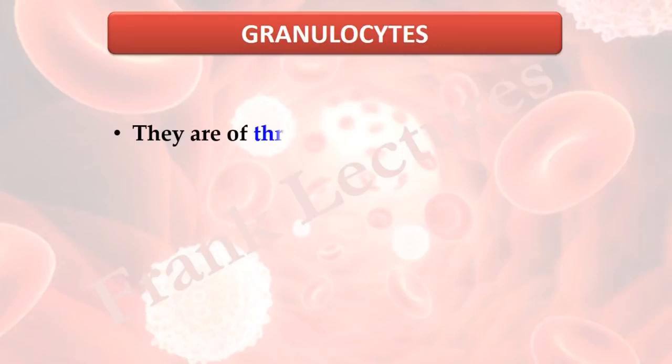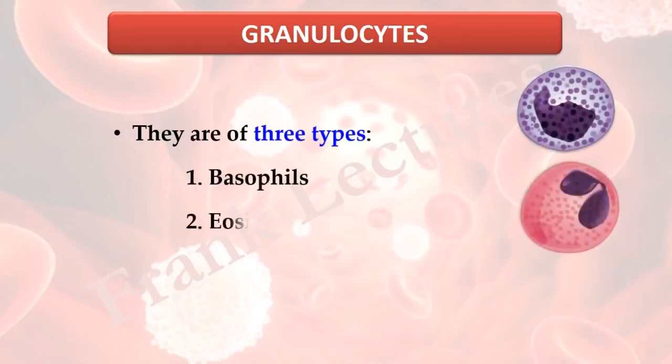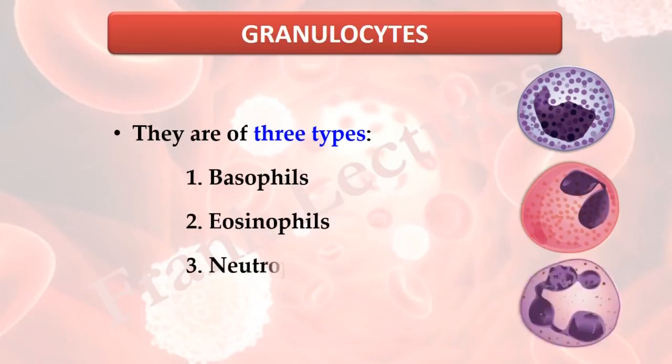Granulocytes are of 3 types. Number 1, basophils. Number 2, eosinophils. Number 3, neutrophils. The basis of this classification is the difference in their cellular morphology and the staining of their cytoplasmic granules.